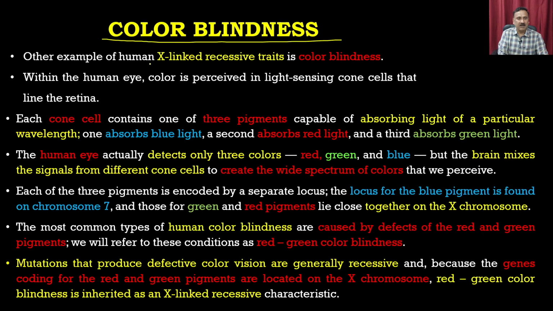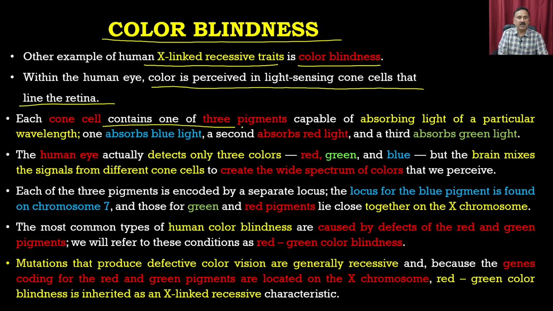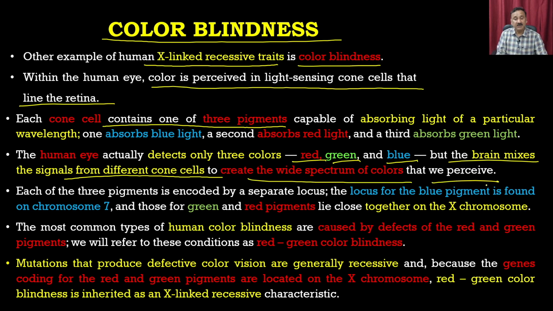So color blindness is also an X-linked recessive trait. In the human eye, color is perceived in light-sensing cones, and each cone contains one set of three pigments, the light-absorbing pigments. Humans actually detect only three colors: red, green, and blue. But the brain mixes the signals from the different cones to create the wide spectrum of color that we perceive. So these are the basic colors.